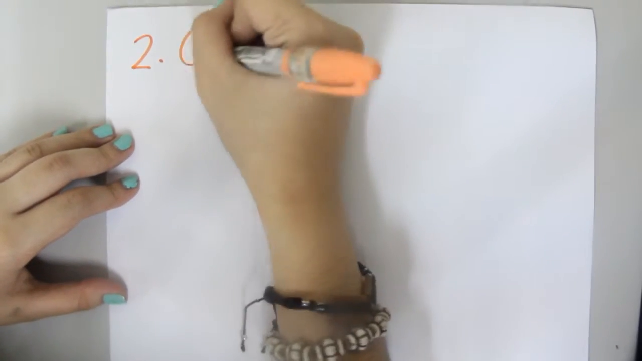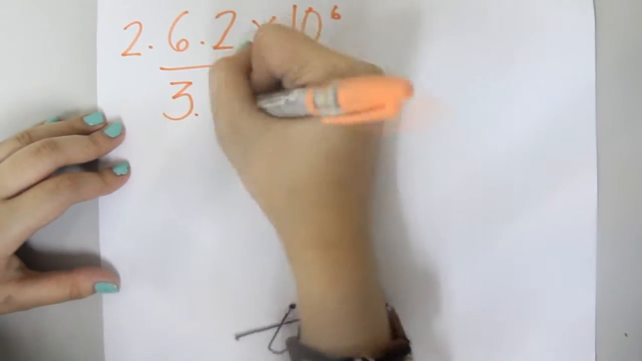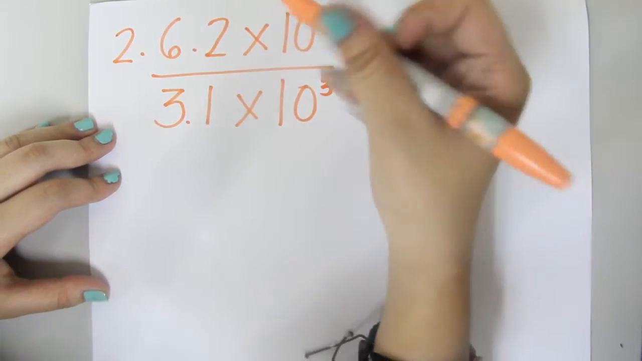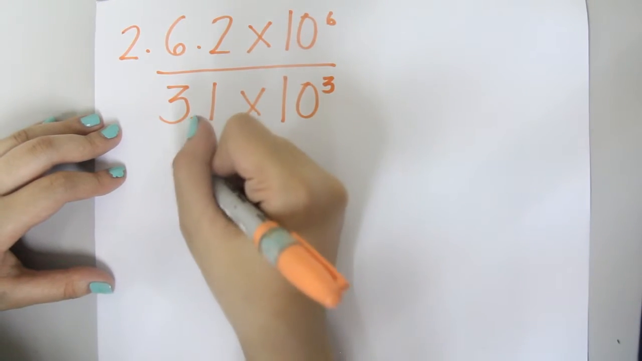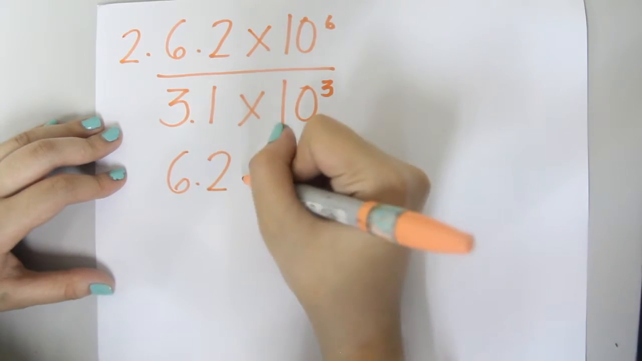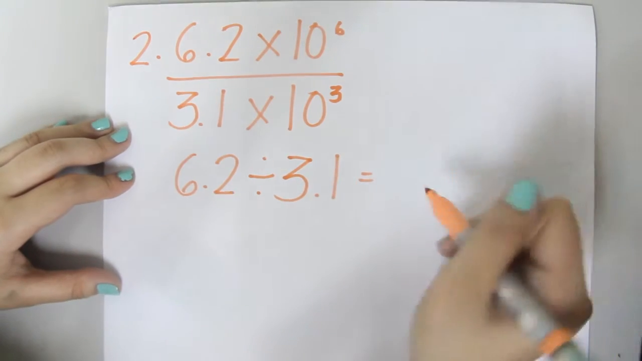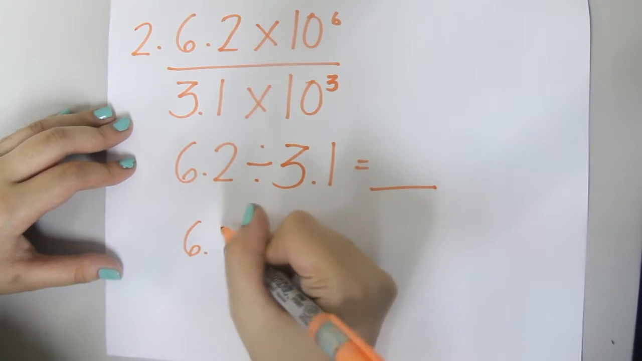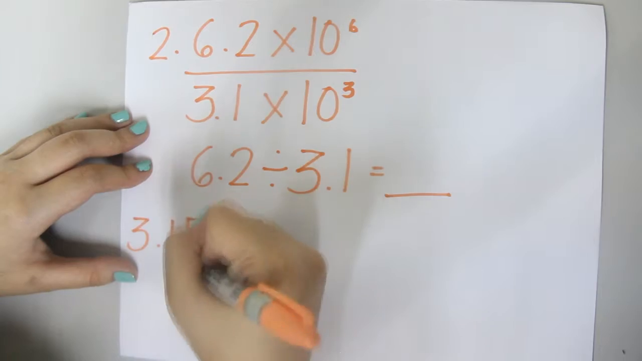Number 2, 6.2 times 10 raised to 6 divided by 3.1 times 10 raised to 3. Let's start dividing these in scientific notation. First, let's divide 6.2 divided by 3.1. Okay, we have to divide these.